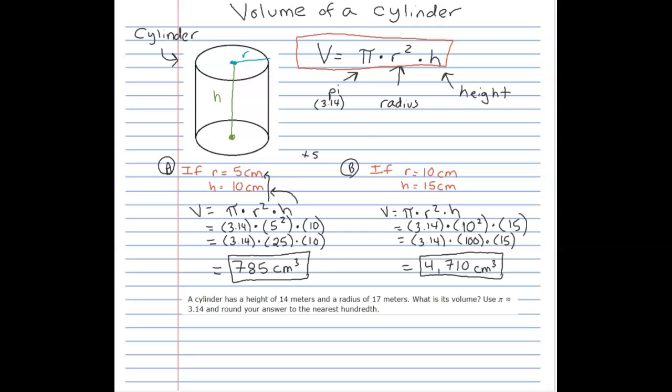Alright, so let's do an example here where we're not given a picture, but we are given some details. So we have a cylinder that has a height of 14 meters, I take that back, sorry, meters, and a radius of 17. So let's write down what we know. The height is 14 meters. The radius is 17 meters.